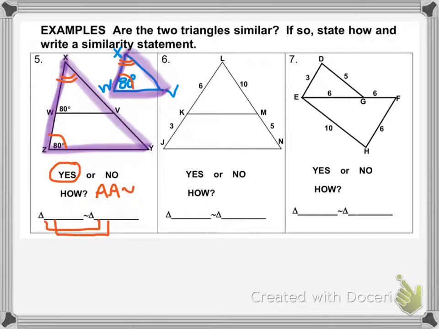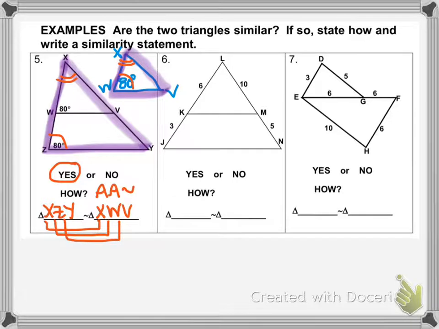So let's write the similarity statement here. I'm going to start with the big triangle. XZY is how I'm going to call it. X on the big triangle corresponds with X on the little triangle. Z on the big triangle corresponds with W on the little triangle. And Y on the big triangle corresponds with V on the little triangle. So that's one way that the similarity statement could look.